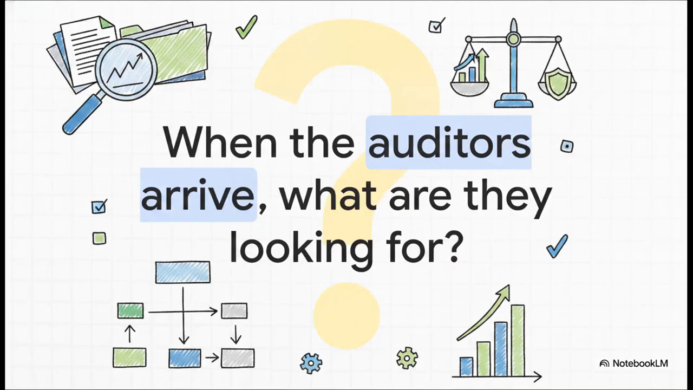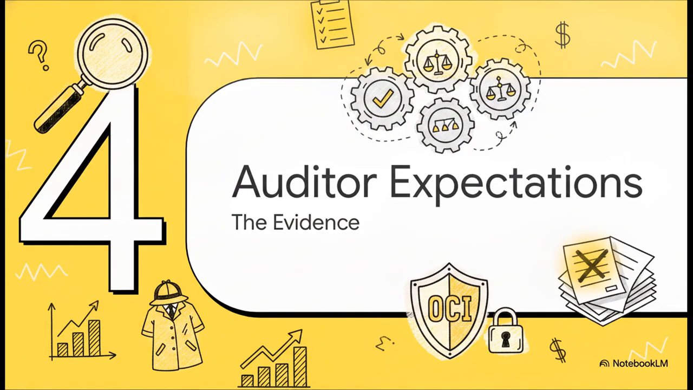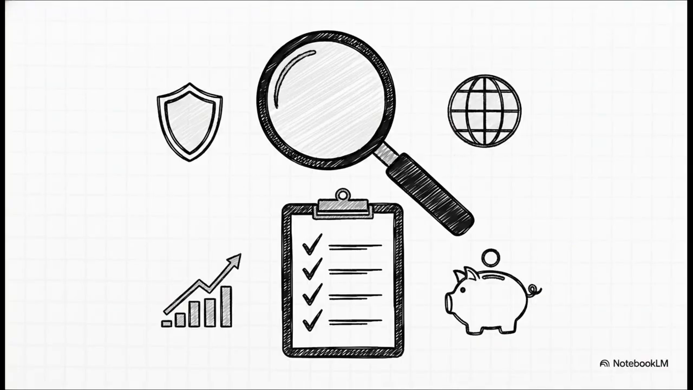Which brings us to the ultimate pressure test. Ask yourself this. When the auditors finally arrive, what exactly are they looking for? Section 4. Meeting auditor expectations. The evidence. An auditor's very first step is ensuring we haven't missed a source of OCI entirely. This is the completeness check. Notice they aren't checking your math yet. They are checking your awareness.